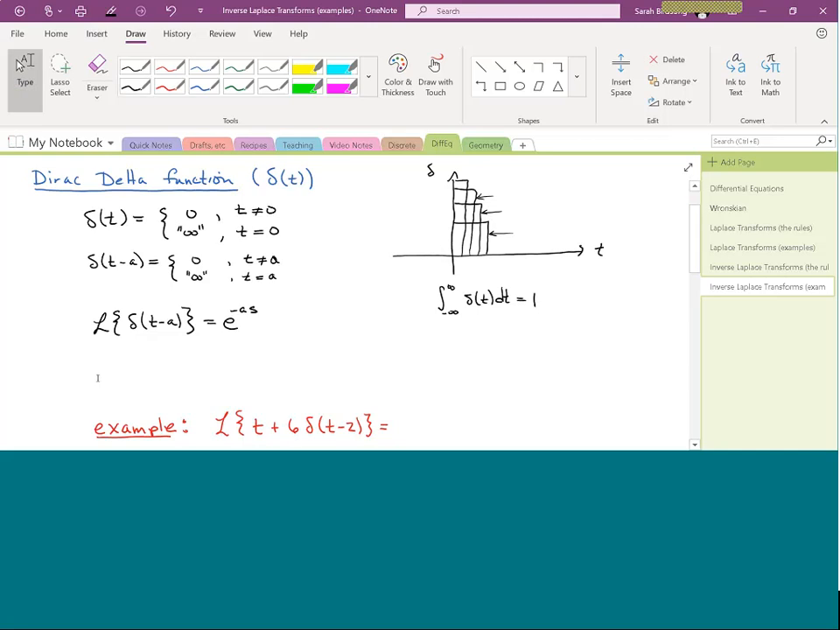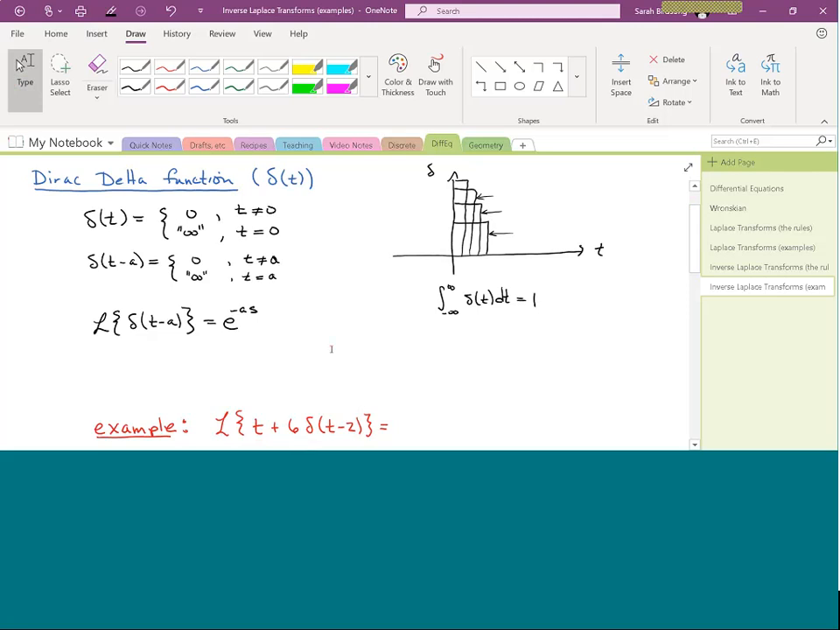Now, once we have the formula for this delta function's Laplace transform, we can start applying it to examples. Suppose you have this example down here, and you've got the function defined in two pieces. You've got t plus 6 times delta of t minus 2. And for whatever reason, you need the Laplace transform of that.